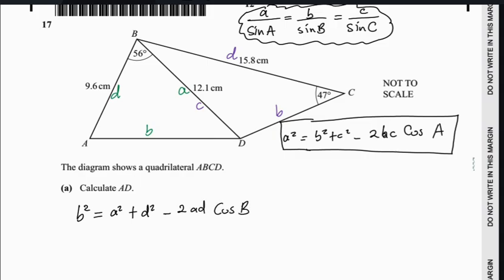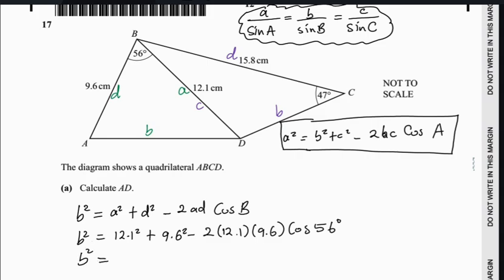So make sure that you are flexible. The general formula normally uses ABC, but sometimes a triangle might have other variables. So we have b squared equals 12.1 squared plus 9.6 squared, minus 2 times 12.1 times 9.6, and then cos 56 degrees. Then we can simply punch all this into the calculator and see what value we get.